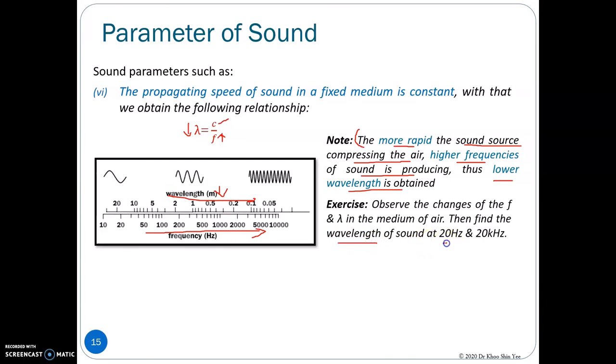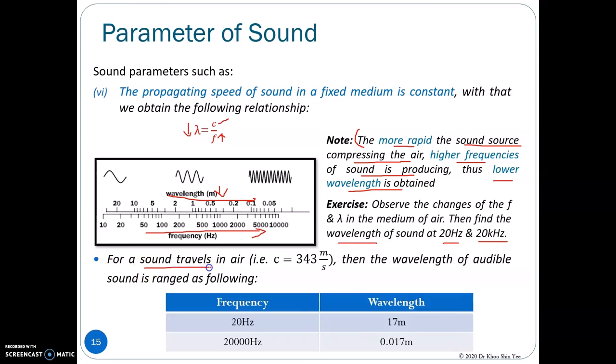Let's find the wavelength of the sound at 20 Hz and 20 kHz. For sound that travels in air at 20 degrees Celsius, previously we computed the speed of sound to be this value. You can obtain the wavelength by using this formula: 343 divided by the frequency. If you substitute F equal to 20 Hz, you obtain lambda equal to 17 meters. If you substitute F equal to 20 kHz, then you obtain lambda equal to 0.017 meters. Since we can only hear sound from 20 Hz to 20 kHz, now we have succeeded in converting the frequency to the corresponding wavelength. So in the end, you should know you can only hear sound with a wavelength from 0.017 meters to 17 meters. Beyond that, a normal human cannot hear it.